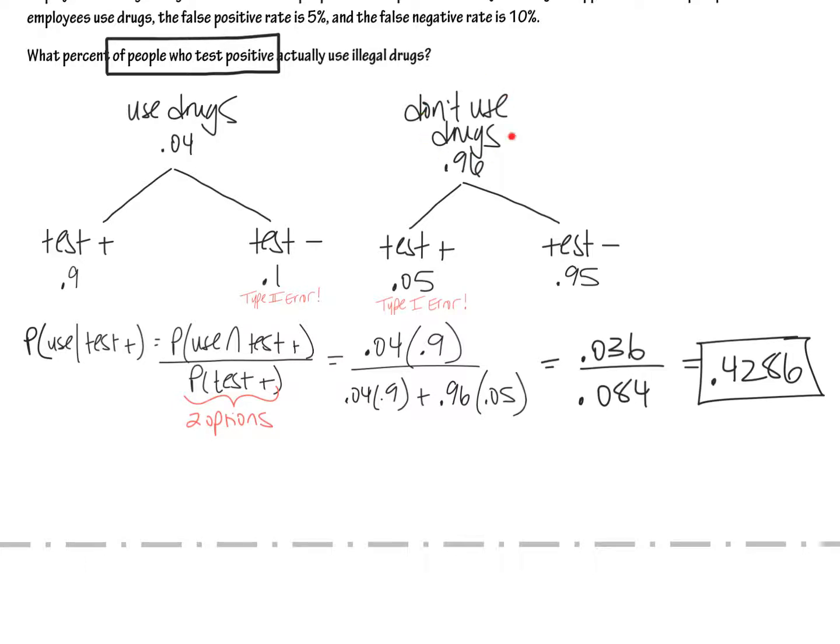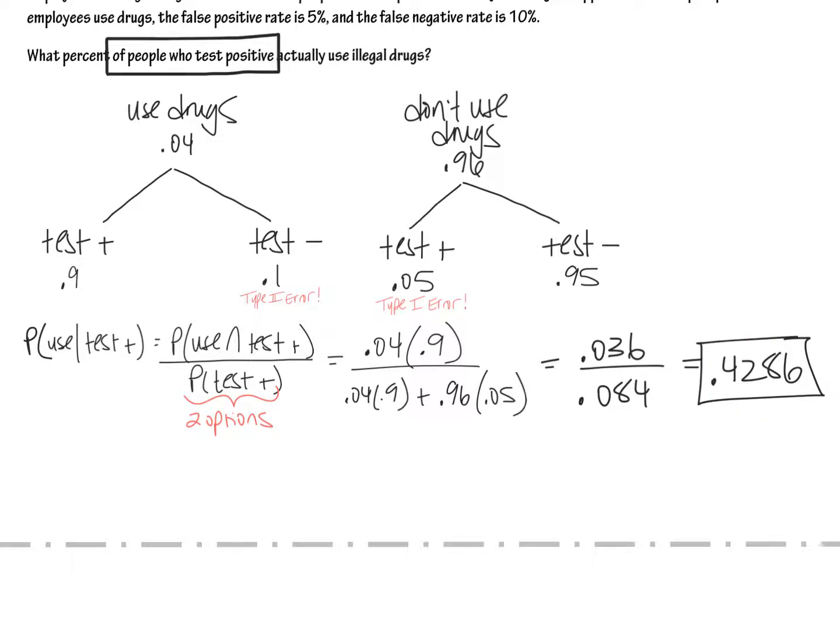When you don't use drugs and you test positive, that's called a false positive, meaning you were innocent but you had a positive test. That's called a type 1 error. So just as an FYI, those are things that I'm trying to get you aware of because we'll be hitting that big time later in the year. But my final answer here is 0.4286.